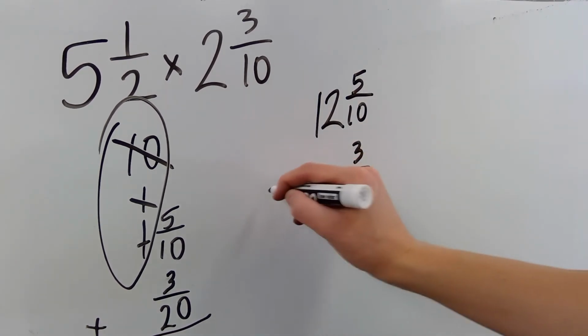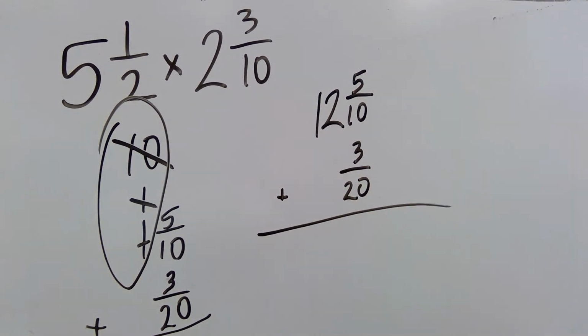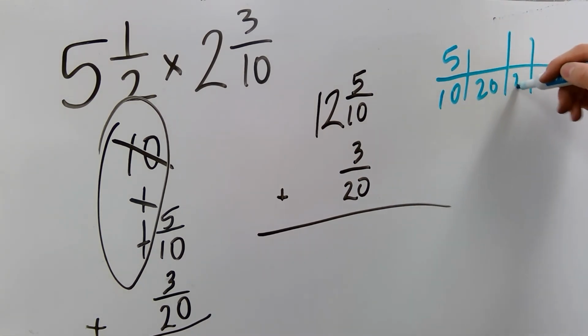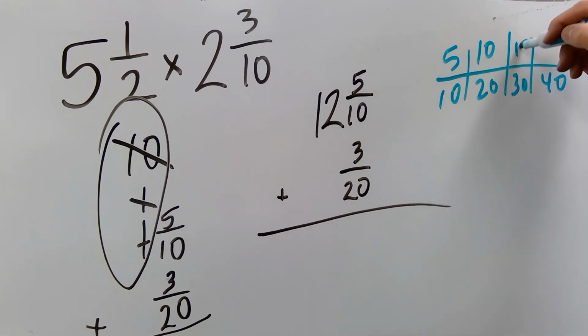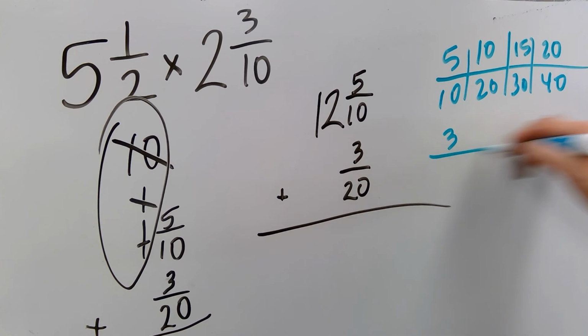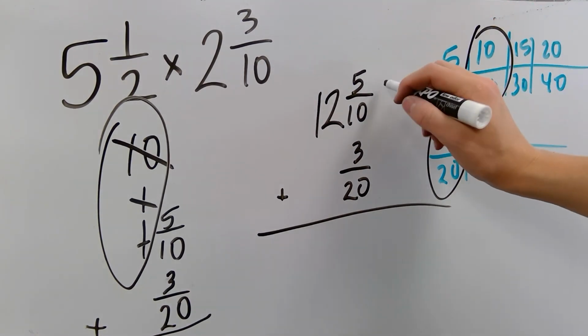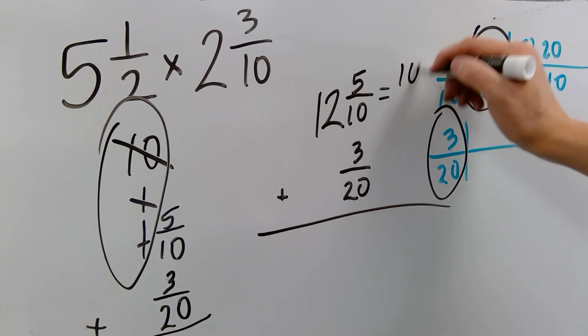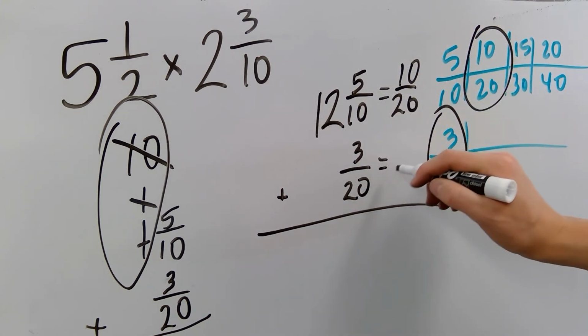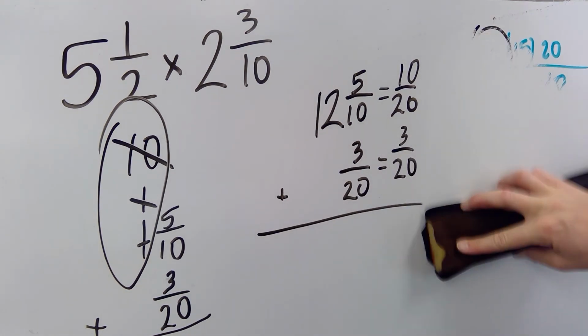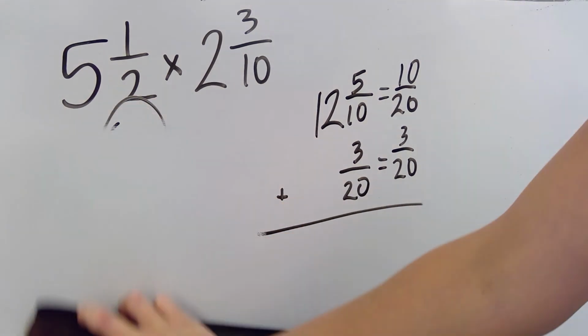Okay, now we've got 12 and 5/10 plus 3/20. We can't add these fractions yet because they don't have a common denominator. So I'll set up my ratio table. 5/10: 20, 30, 40; 10, 15, 20; 3/20. I've already got my common denominator. 10/20, 3/20. 5/10 is equivalent to 10/20. 3/20 gets to just stay as 3/20. I'm going to move this stuff out of the way.